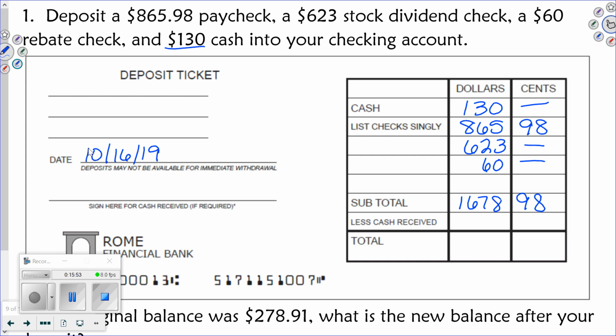All right, guys, and it says less cash received. That's where you would write how much cash you want back. Did we have any that we wanted back? Nope. So the total we're depositing is $1678.98.